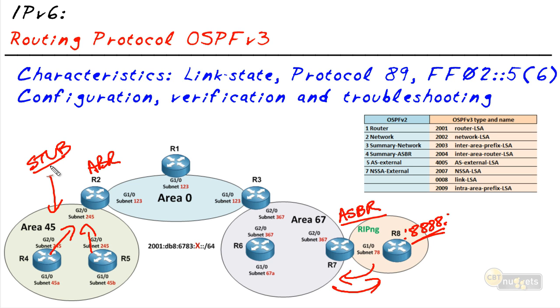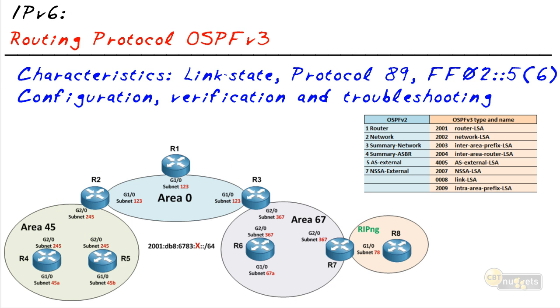Another option is a totally stubby area. And a totally stubby area is when we tell the ABR, hey, you know what? Don't even tell this area about networks from area 0 or other networks, including inter-area routes. Don't tell them anything. Just go ahead and send a default route so they can forward packets to get out of this area, and you'll be the ABR for them. So the concepts of backbone area, non-backbone area, stub area, and a totally stubby area, those concepts are similar to IPv4 and IPv6 with OSPF.